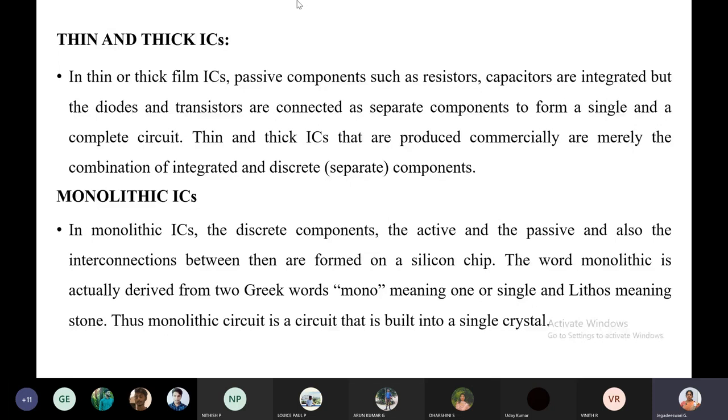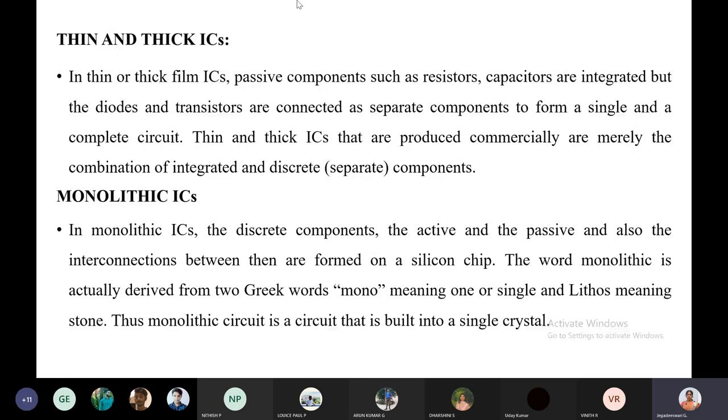Then the monolithic. What is the meaning of mono? In the Greek word, mono means one or single, and lithos means stone. One stone. This is the meaning of monolithic. The stone is nothing but the crystal. So single crystal is the meaning of monolithic IC.